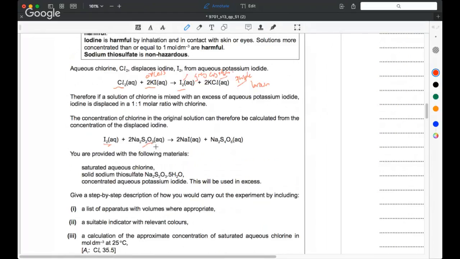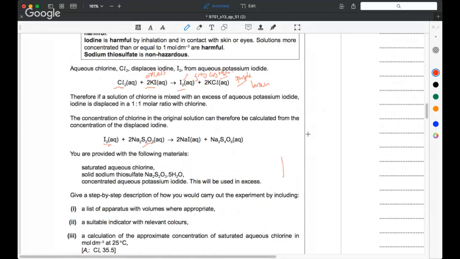Yeah. Okay, I don't know if you probably did an acid-base titration. I've done one with starch. Oh, okay, all right, cool. All right, good. And there's the materials that you were provided with. So you've got to do a step-by-step description of how you're going to carry out that indirect determination of the amount of chlorine in the solution.